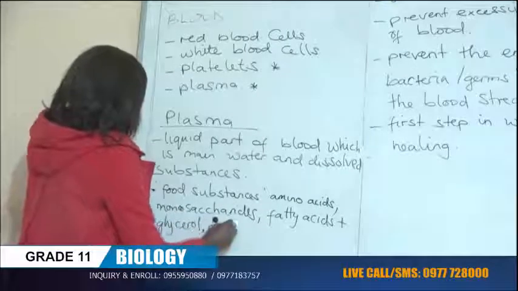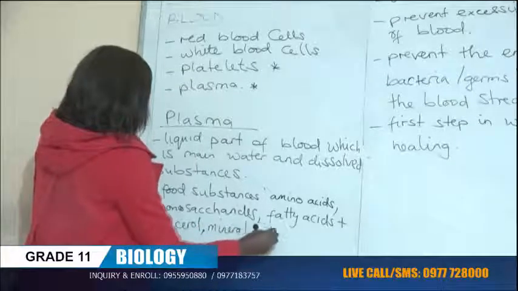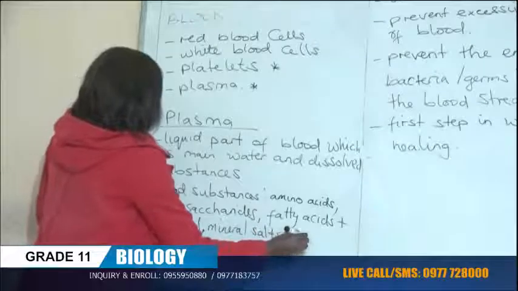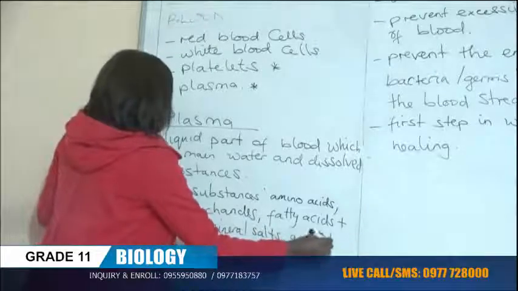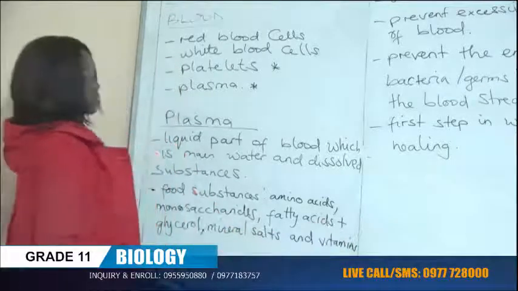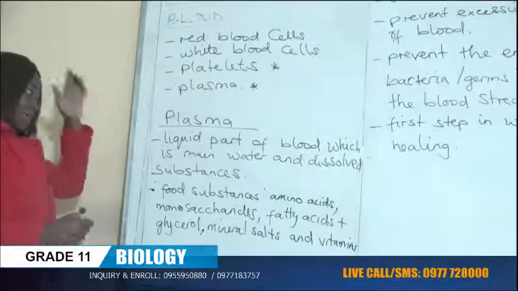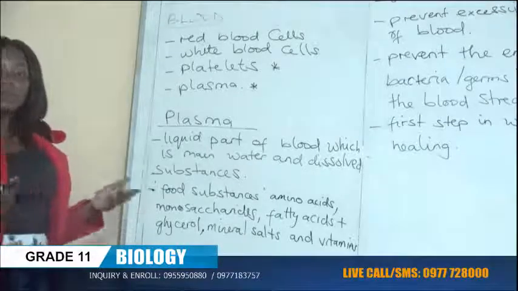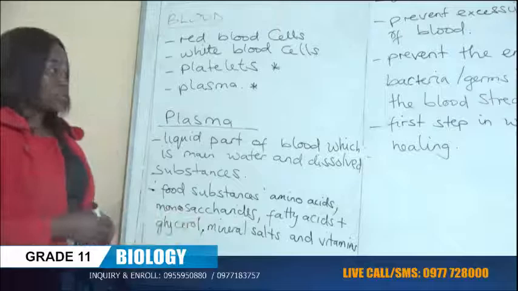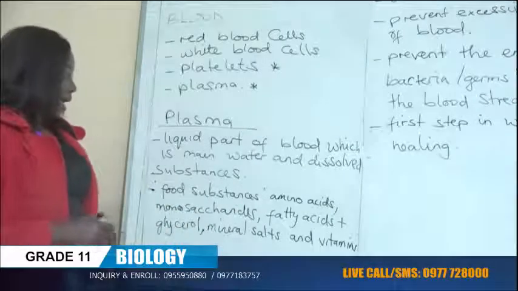Mineral salts and vitamins. So these are the food substances that are found in plasma that we are obviously moving from the small intestines to the tissue cells, because digestion has taken place. We need to assimilate them. So these are found in blood.